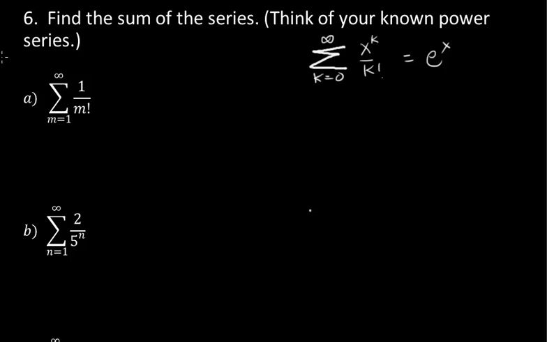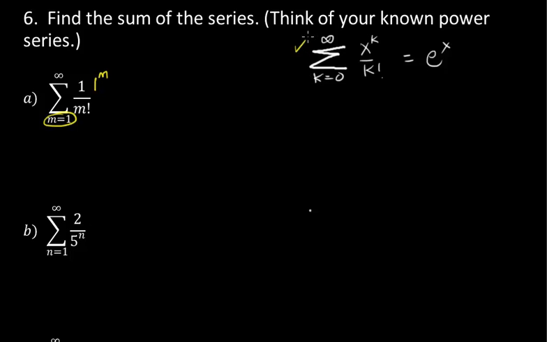So, what's different about this one? There's no x. So, what would x be? Well, x has to be 1. 1 to the m is 1. And it starts at 1 and not at 0.